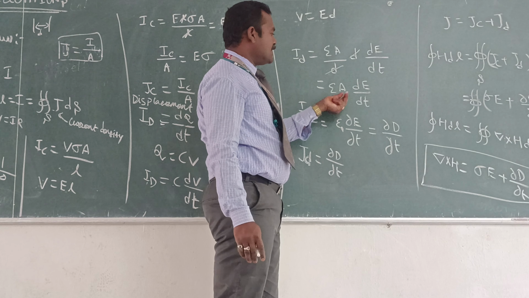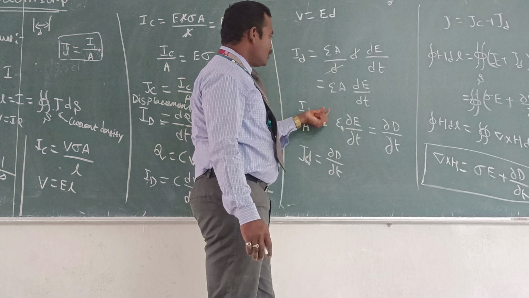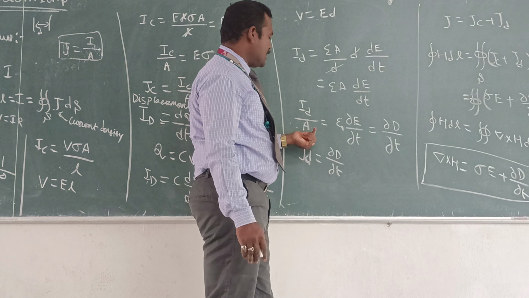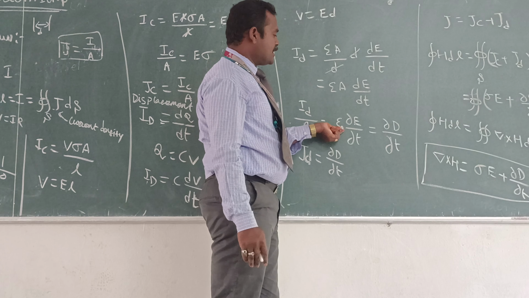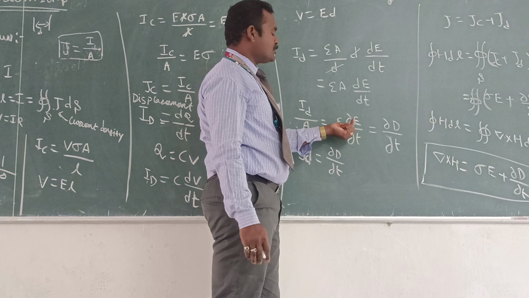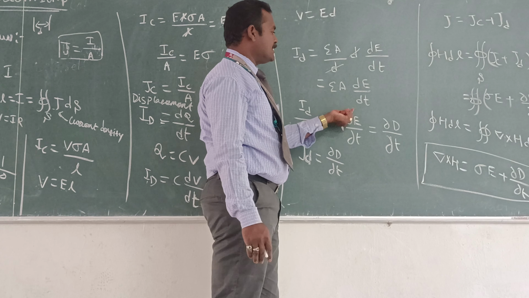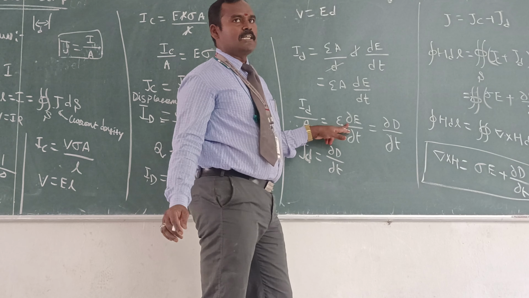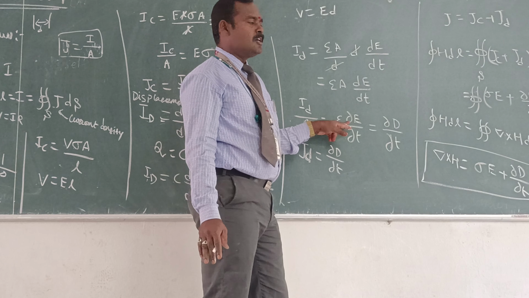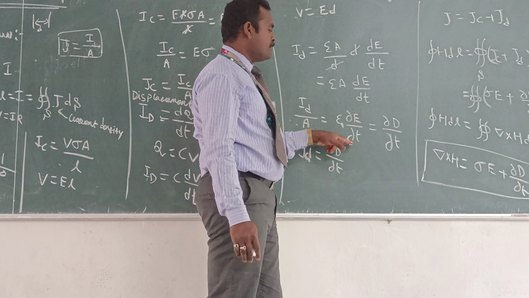We are rearranging the equation. The A is moved from the LHS to the RHS, so I_D by A gives the current density. So I_D by A equals epsilon into dE by dt, the partial derivative. Both of these are the same, but for our convenience, in many cases we consider the partial differential equation, so we convert it to epsilon into dou E by dou t.